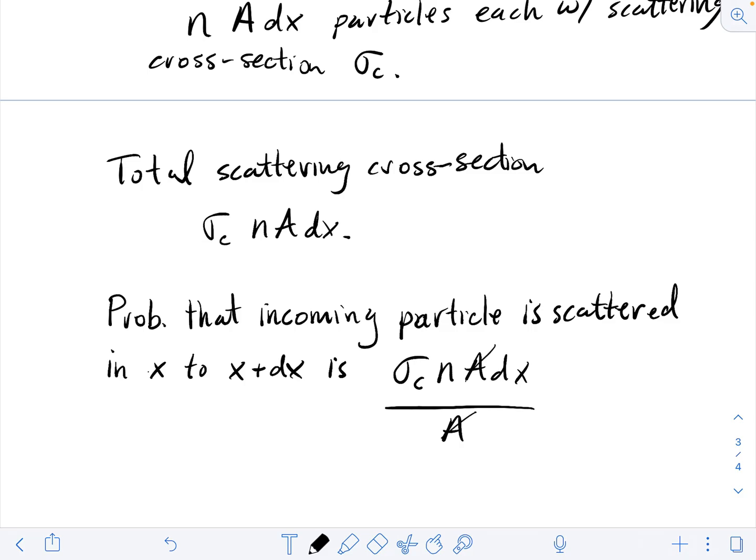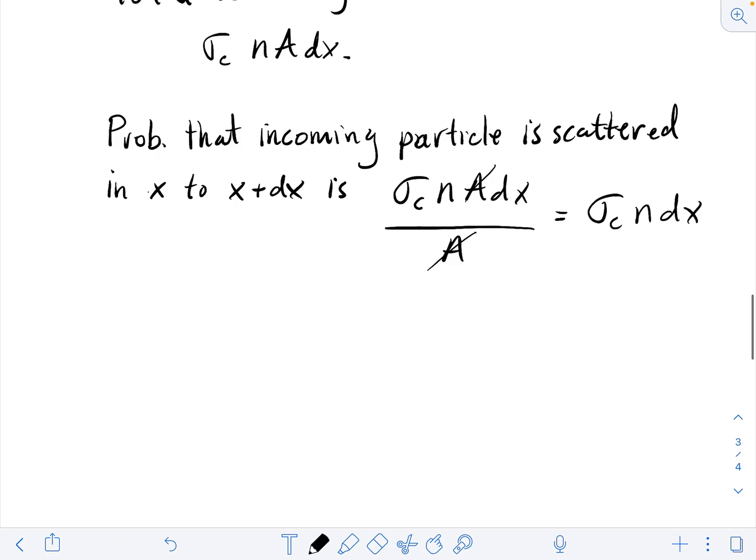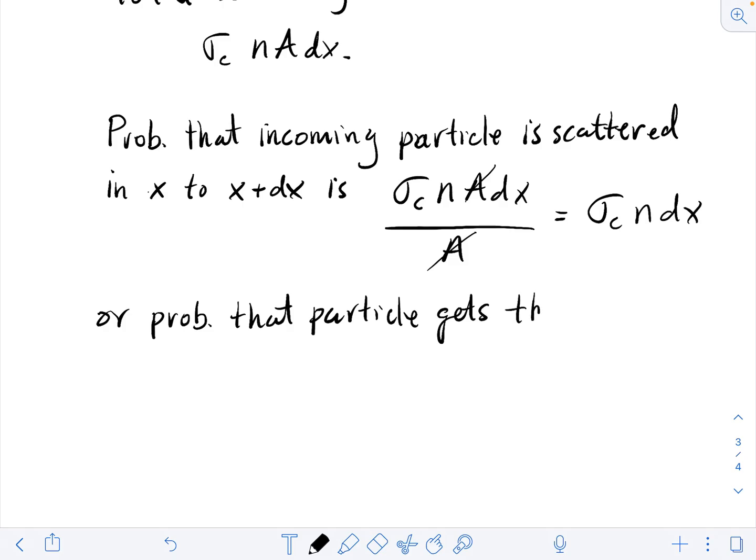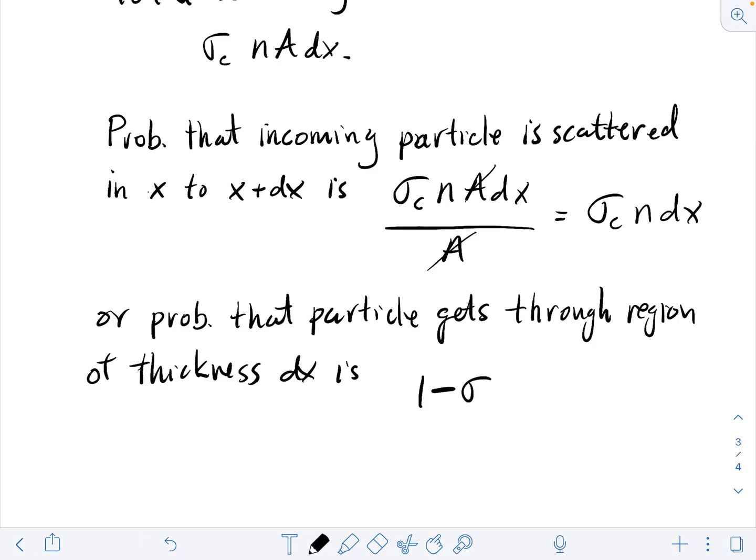And so what happens is these factors of A cancel, and it's the scattering cross-section times the number density of particles times the thickness of our slab. Alternatively, we could say that the probability that the particle gets through a region of thickness dx is 1 minus the probability that it's scattered.